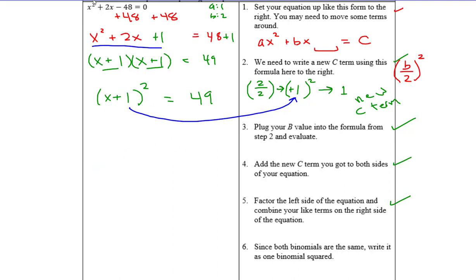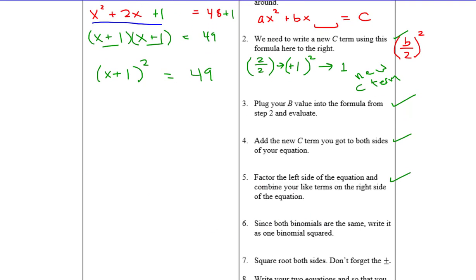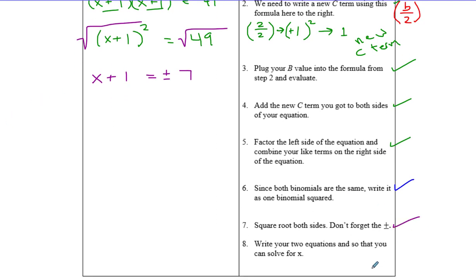So now that we got x plus 1 squared equals 49, it tells us in step 7, we check that one off, square root both sides, and don't forget your plus minus. So I'm going to do this in purple. We're going to square root both sides. Here we have the whole quantity of x plus 1 being squared, so when we square root this, we're going to get rid of just that 2. Remember, this was from our solve by square root section. And then the square root of 49 is a plus or minus 7. Okay? So step number 7 complete.